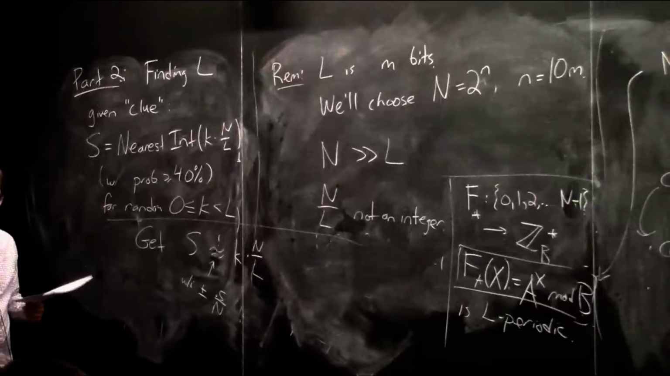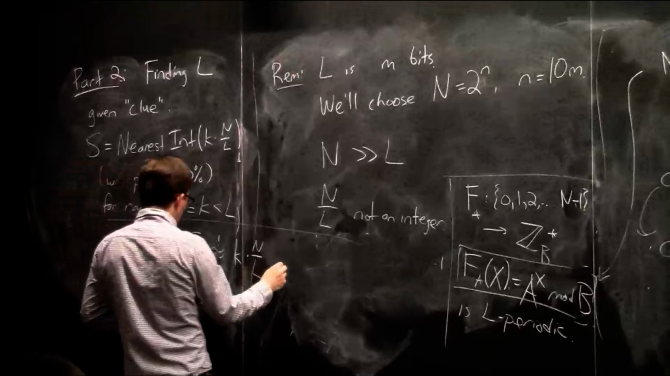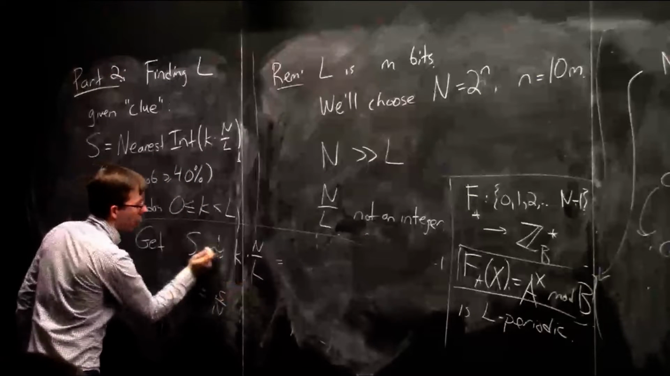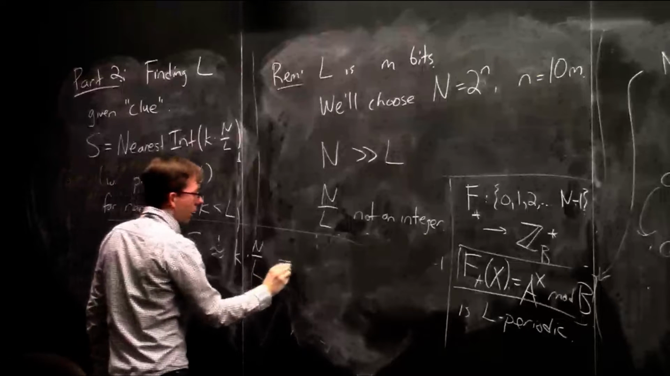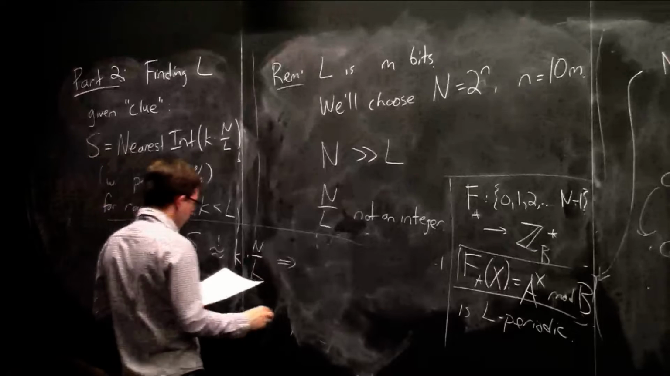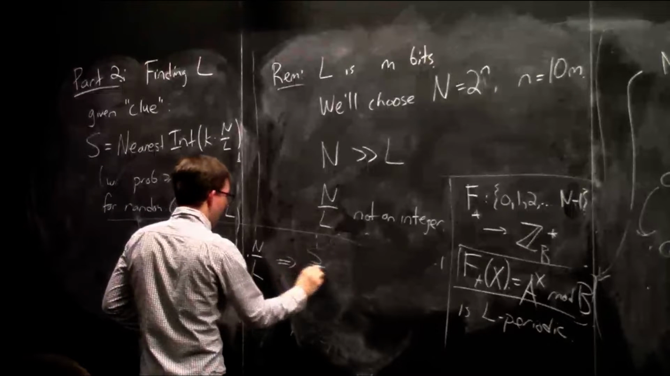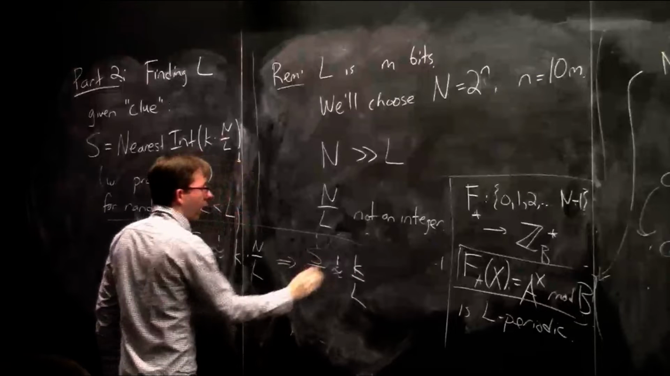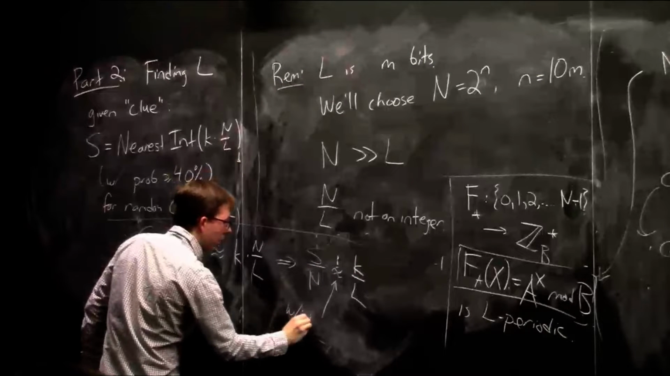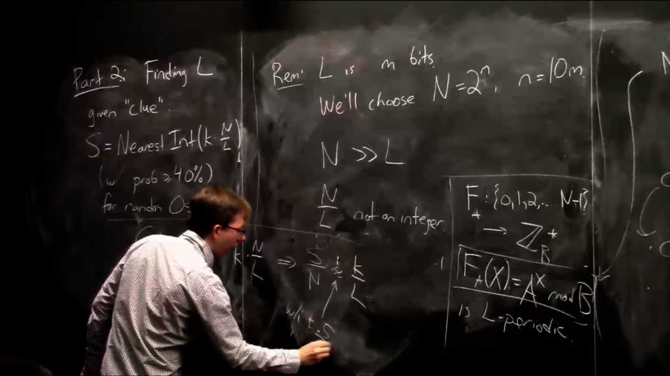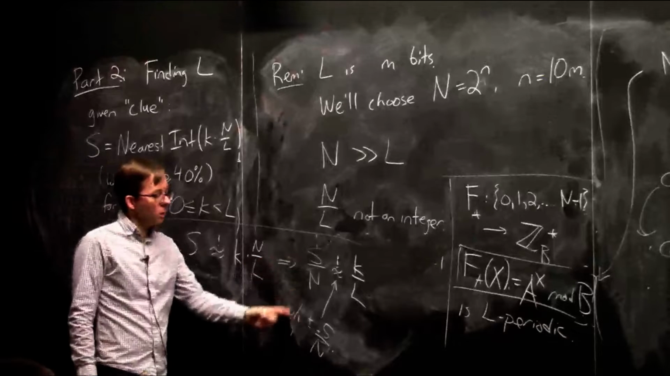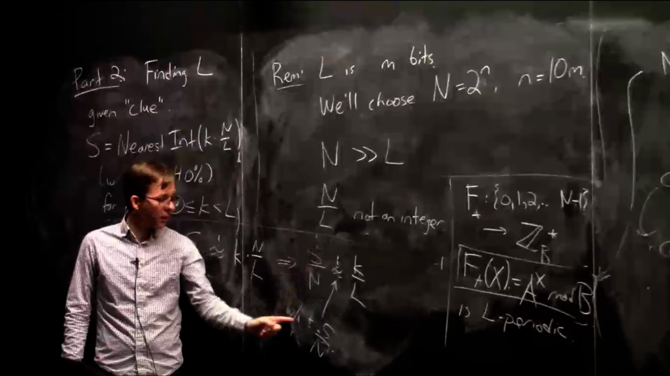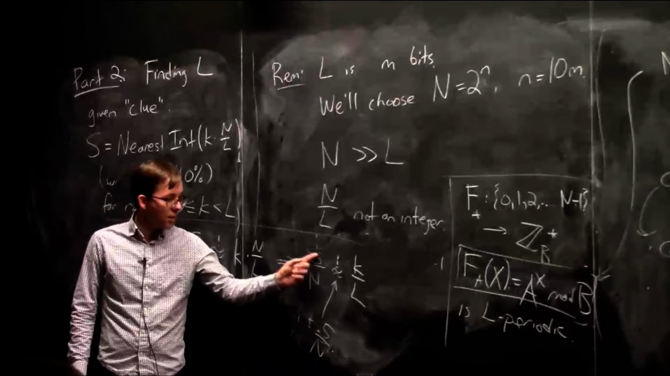And let me rewrite this. Sorry, that's wrong. That's like L, but yeah, sorry. This means that S over N is unbelievably close to k over L. And this is the thing that I should have said is within plus or minus 0.5 over capital N. Because S is the nearest integer to something. So you can add plus or minus 1 to this to make this fraction closer to this.